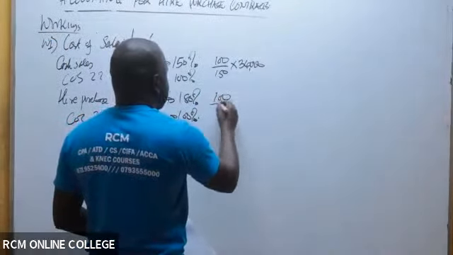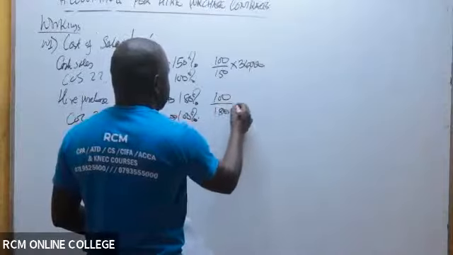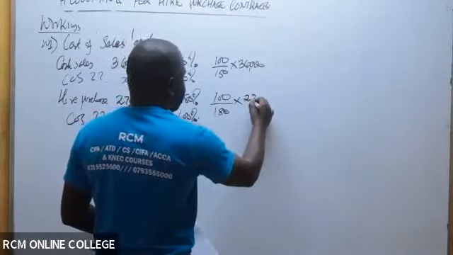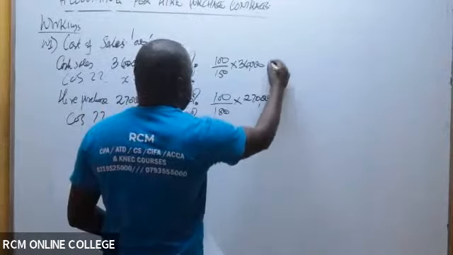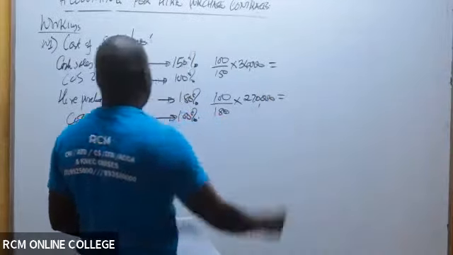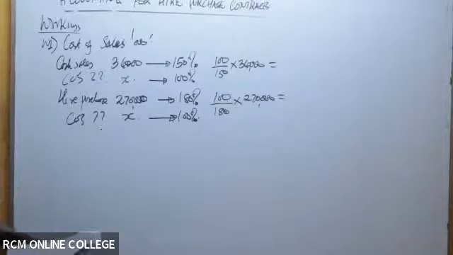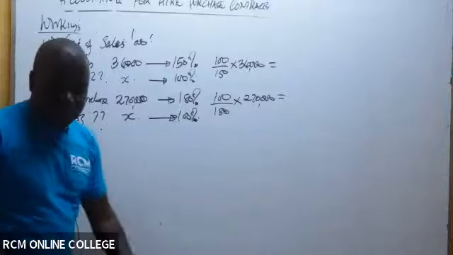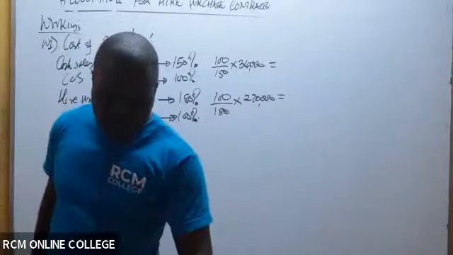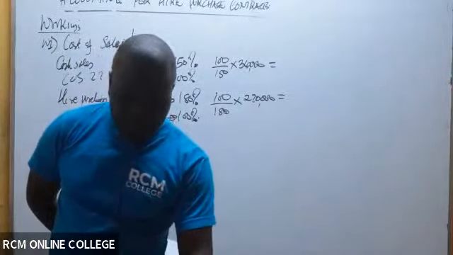So it is 100 over 180, and you multiply by 270,000. I want you to give me the figures here. What are you getting as the cost of sales for the cash sales? And what is the cost of sales figure for the hire purchase? Where did the 150 come from? Ruth Nanjala, look at note number 2.